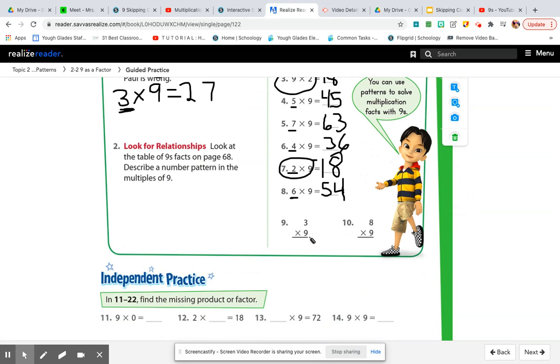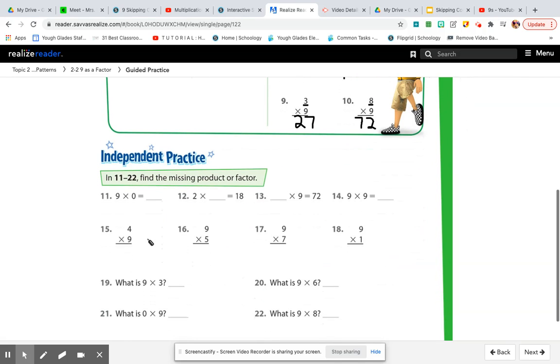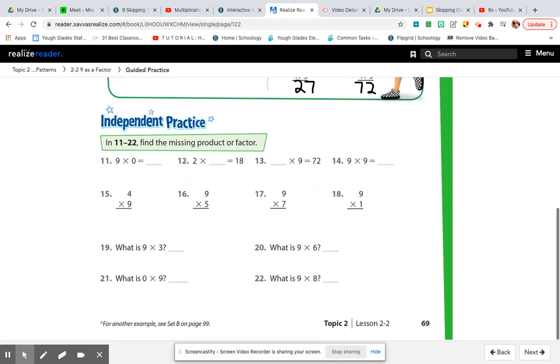Do it here. 3 times 9. Looking at 3. 3 minus 1 is 2. What can I add to 2 to get 9? Well, that's 7. 9 times 8. Looking at 8. 8 minus 1 is 7. What can I add to 7 to get 9? Oh, that's 2. Now down here is the fun ones.